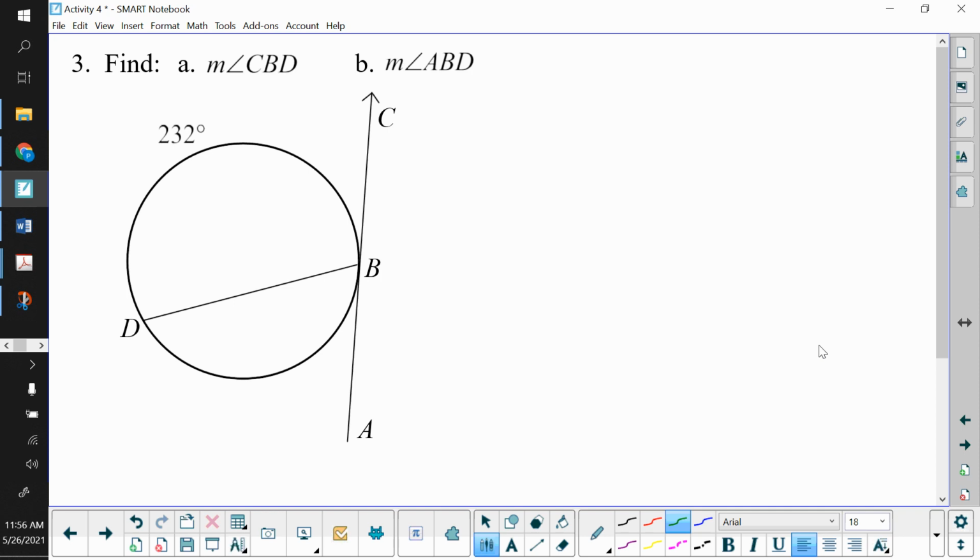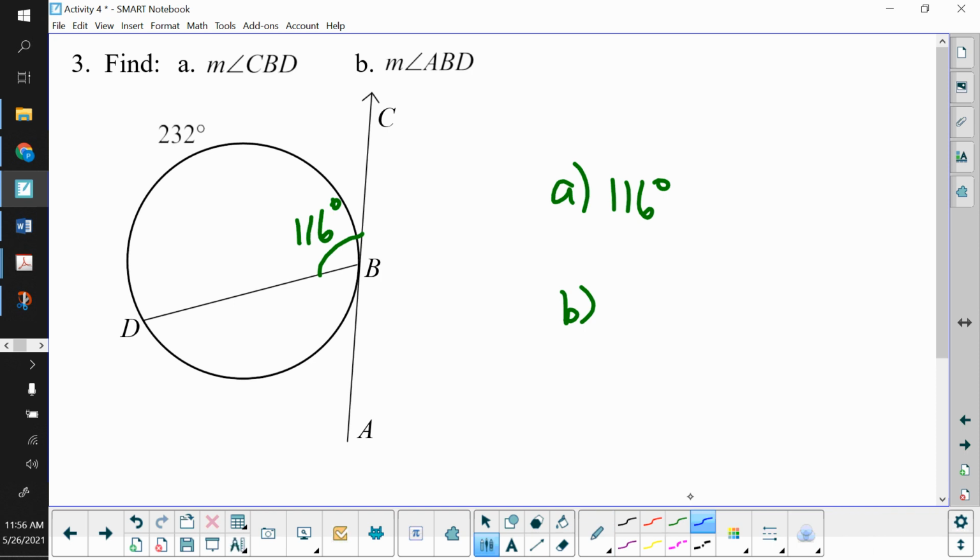In the next example, we've got a tangent and we've got a chord. So this angle here, CBD, which we want for part A, is just the same rule as an inscribed angle. It should be half the arc. So half of 232 would give us 116 degrees. Well, then to find the other angle, ABD, those are just angles on the line. So they should be supplementary. We can do 180 minus 116, and that'll just give us 64 degrees.